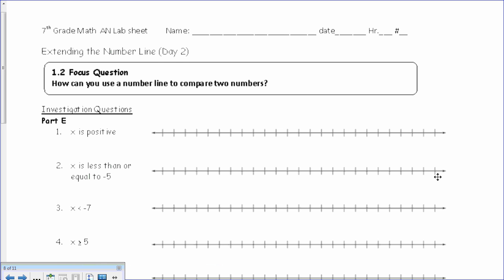So continuing on with 1.2, extending the number line. Now we're going to get into inequalities. So if we have, like this one where it says x is positive, if I write out my number line here, 0, 1, 2.